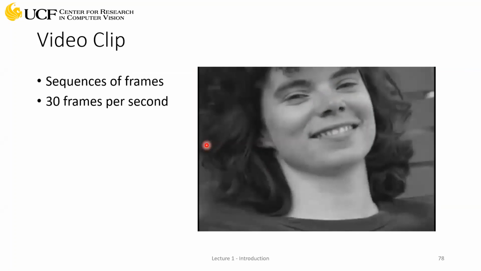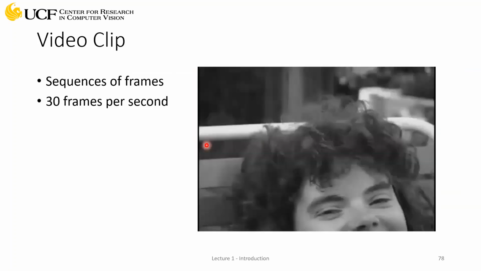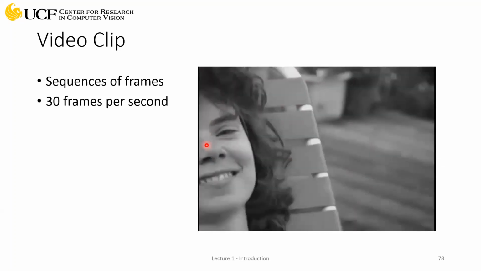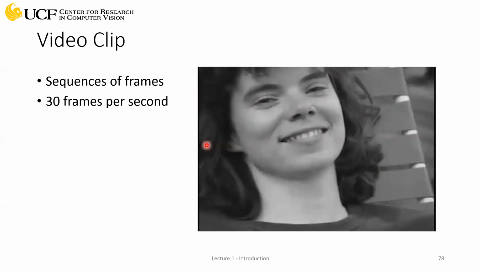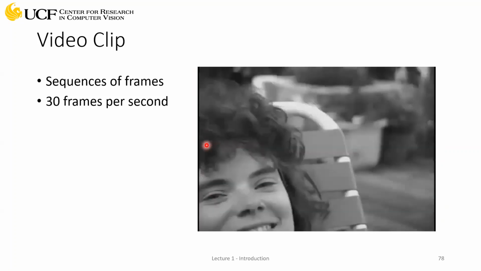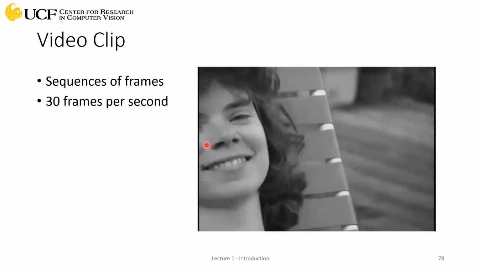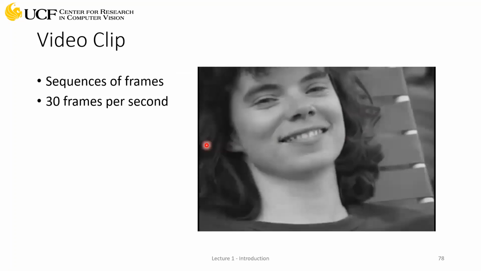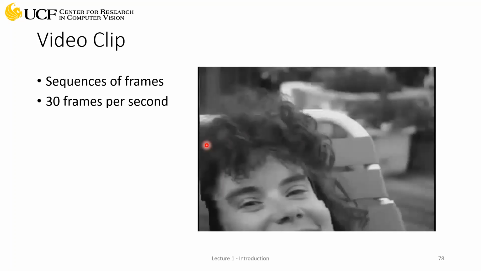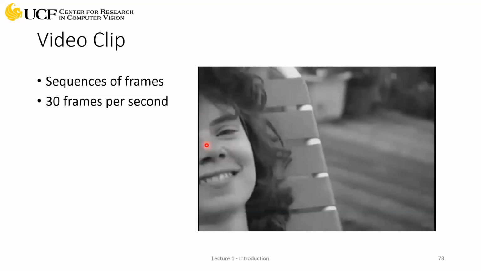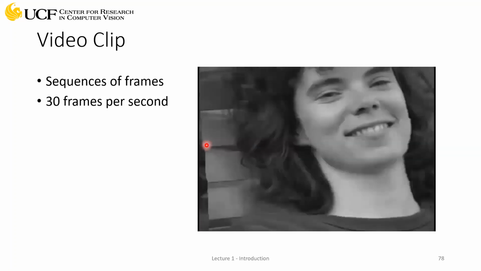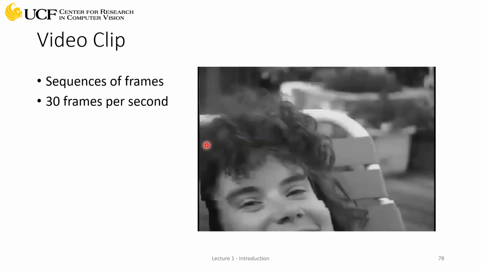Okay, so most of the problems which we talked about so far are for images. But what about videos? If you think about this, a video is just a sequence of frames. And usually the standard is 30 frames per second. It could be higher, it could be lower. These days, it's usually 30 fps. We hardly see lower than this, but we might see higher than this.